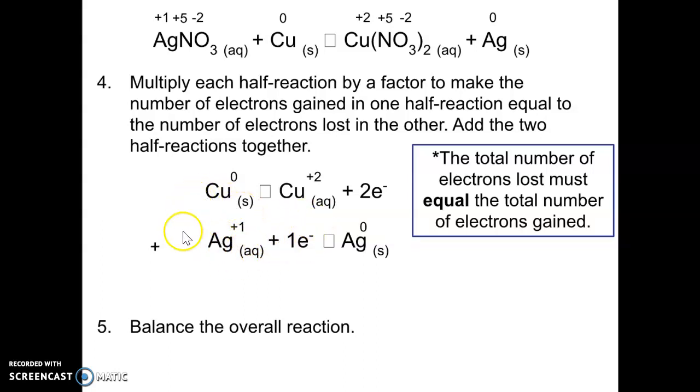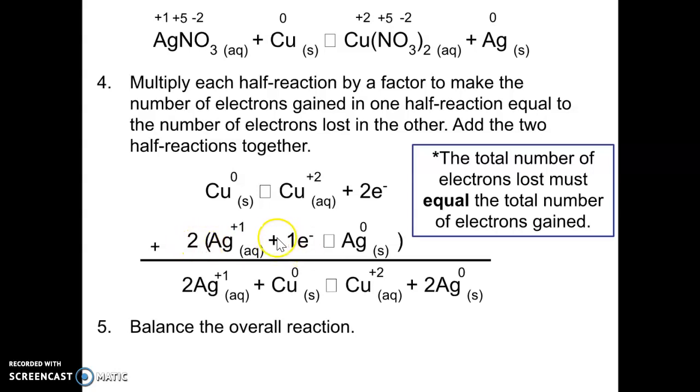So in order to make this so you can add these two together, you need 2 electrons on the product side to cancel out 2 electrons on the reactant side. The way we do it is just multiply this whole thing by 2. The whole thing gets multiplied by 2. So now you can distribute this to form 2 silver ions plus 2 electrons yields 2 silver solids. And when you do that, now that you have 2 electrons here, 2 electrons in the reactants cancel out 2 electrons in the products, and your overall reaction is just all the stuff you added together.